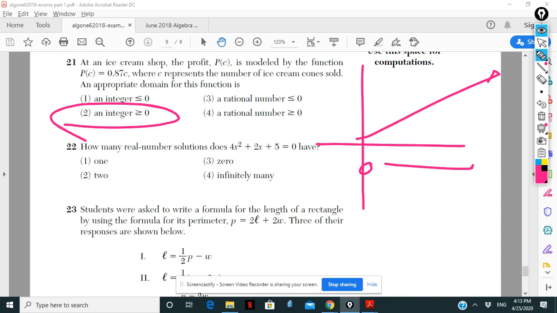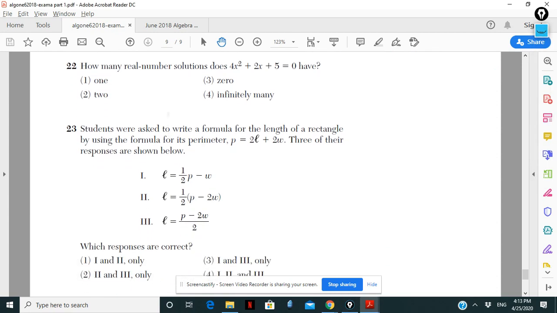Why can't I use rational numbers? Because I can't sell a quarter of a cone, it's either a cone or no cone. That's why I said any integer, so I can't pick a rational number. If you could divide it, then in that case you could use a rational number.